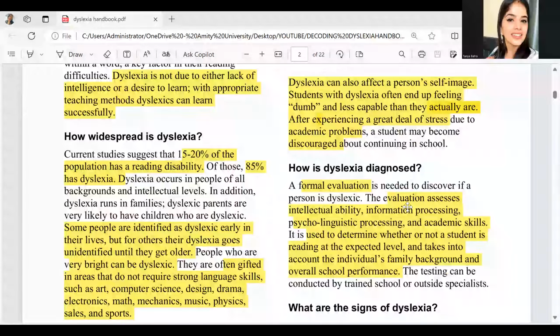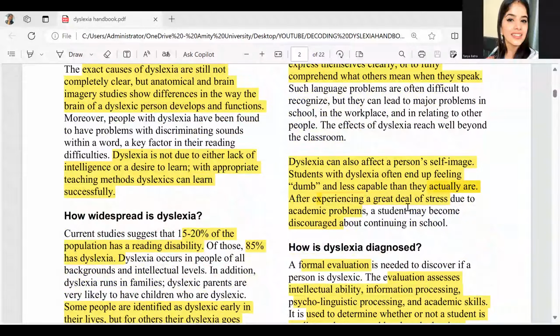Dyslexia can affect a person's self-image and self-esteem. Students with dyslexia often end up feeling dumb and less capable than they actually are. So these are some of the labels that are most commonly given to children with dyslexia. As an educator or parent, it is very important to avoid these terms for children having dyslexia, and even for general students, it is not recommended to use such categories of words. We need to understand their concern areas and their issues, and accordingly we have to work on it.